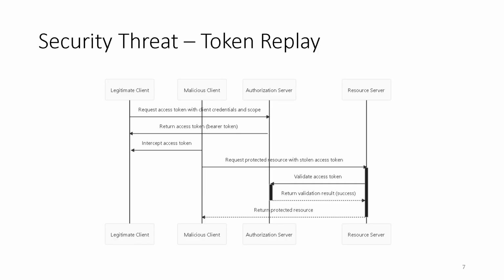In this case, a malicious client intercepts an access token that was issued to a legitimate application or client by the authorization server. This can be done by capturing the traffic using a network sniffer, a compromised proxy, or an SSL decryption device. The malicious client uses that stolen access token to access the protected resource at the resource server, pretending to be the legitimate client. The resource server validates the access token with the authorization server and grants access to the protected resource, completely unaware that the access token was replayed by the malicious client.